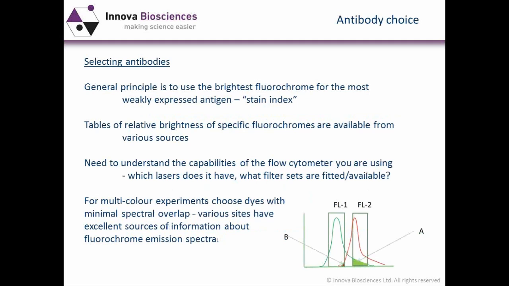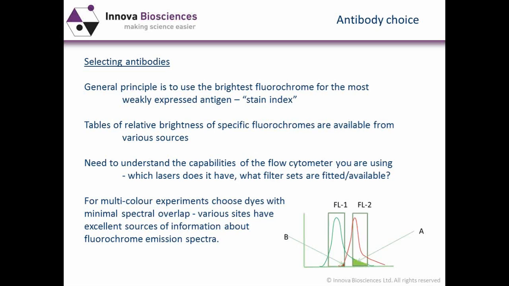What about selecting antibodies? Obviously, in terms of specificity, you now have a huge choice, both available commercially and for many of you in your own laboratories. When you're thinking of flow cytometry, you're really thinking of what color you want to use each particular antibody with. Perhaps the general principle is to use the brightest fluorochrome for the most weakly expressed antigen, the so-called stain index. There are various different sources of tables of specific fluorochromes which show which fluorochromes are brighter than others. I'll mention some sources of information in just a moment.